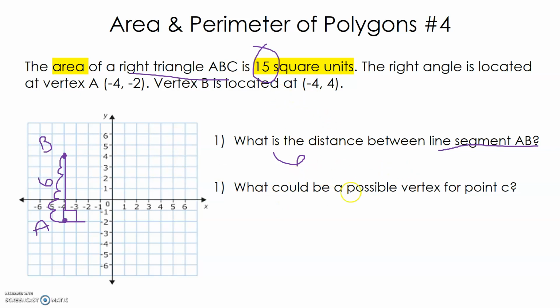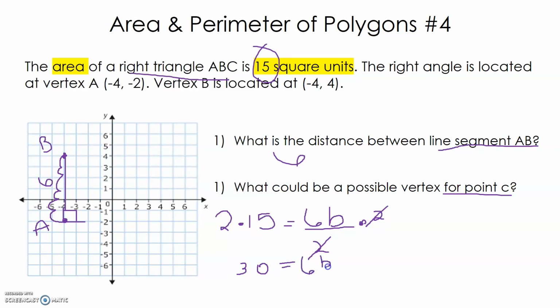So if I know that the area is 15 and I'm given the height, which is 6, we need to figure out the base in order to figure out point C. So I can use the formula, but I'm going to show you guys what I do. 6b divided by 2, I use opposite operations. So this is division, I use multiplication. So I multiply by 2 on both sides. To get rid of that 2, I'm left with 30 equals 6b.